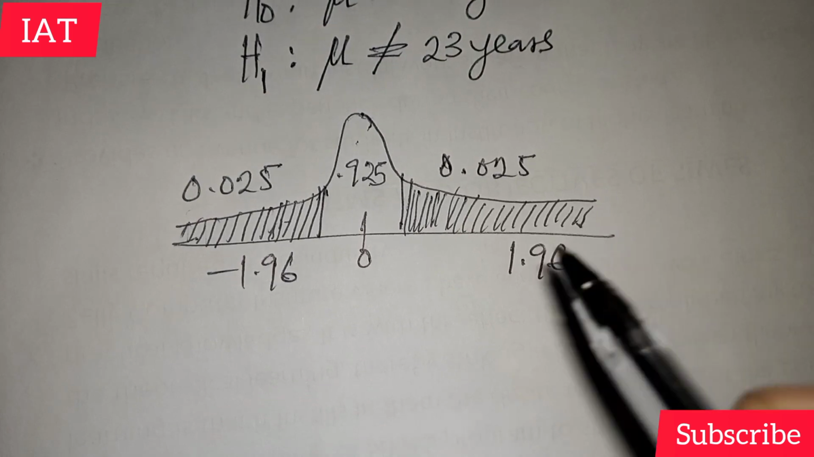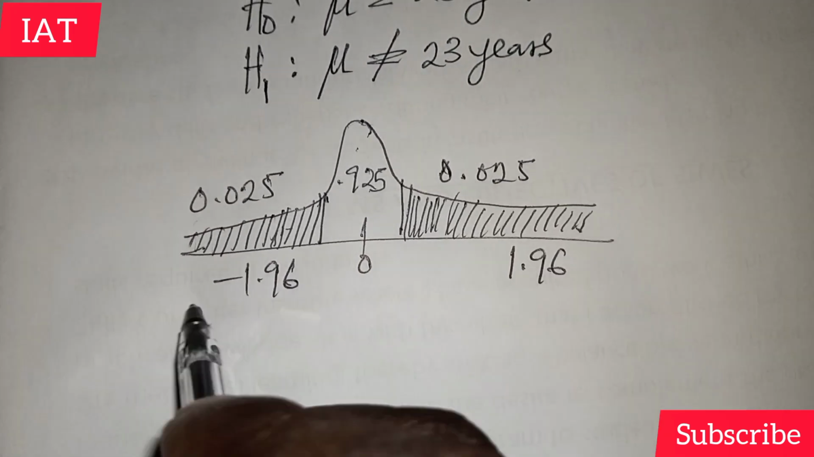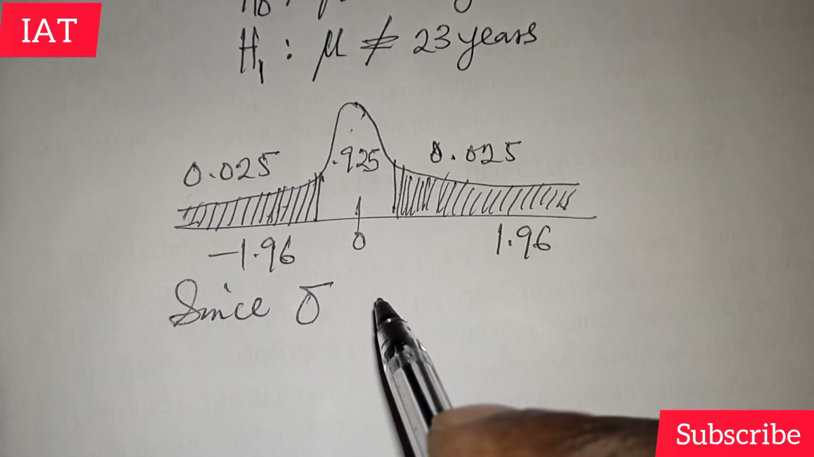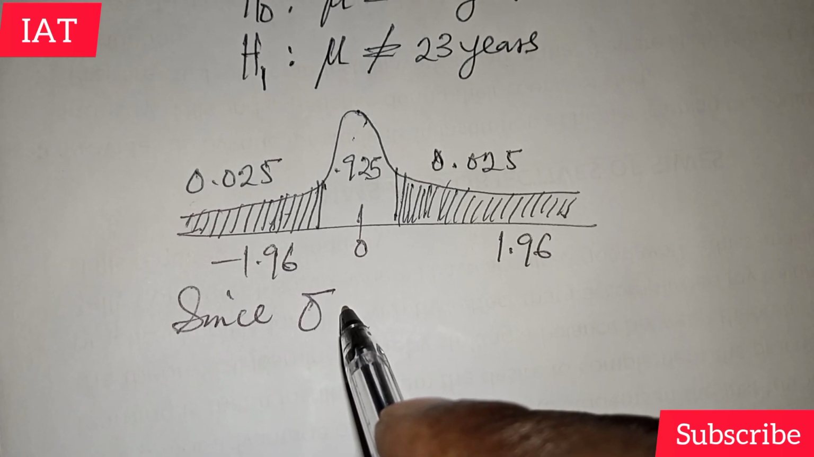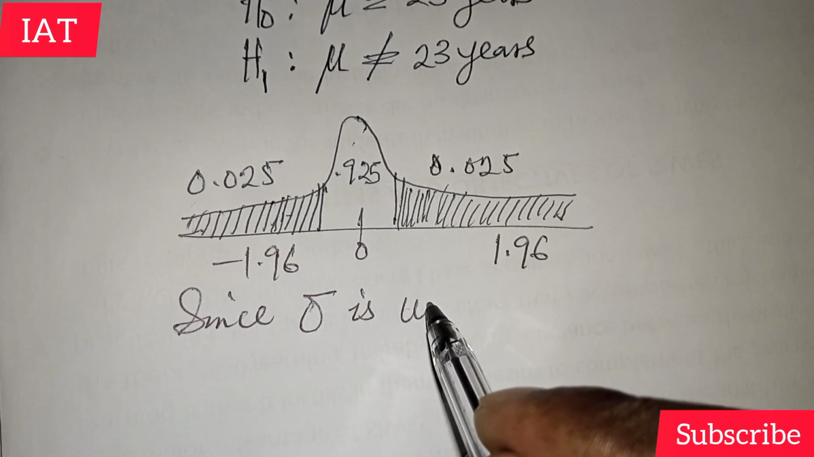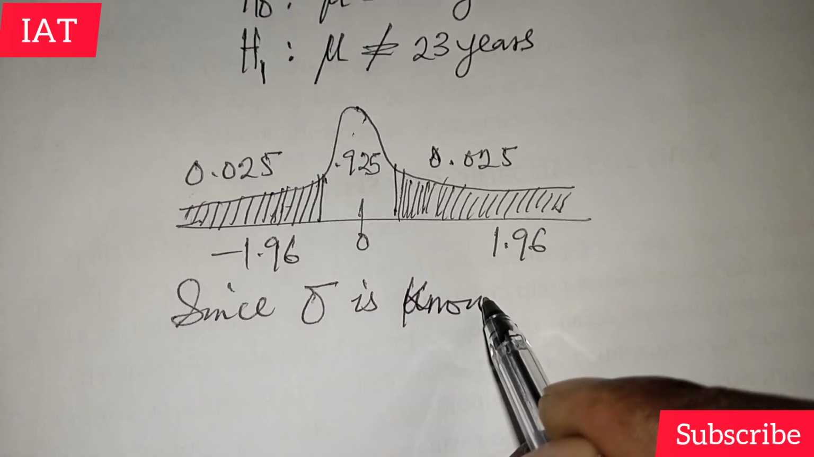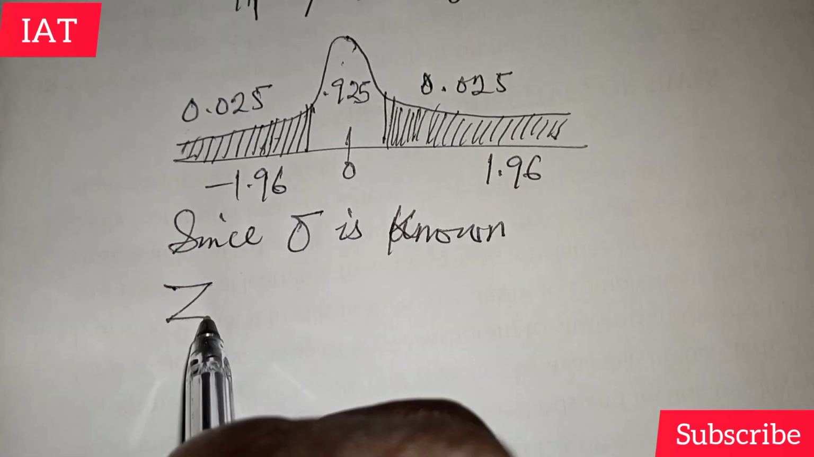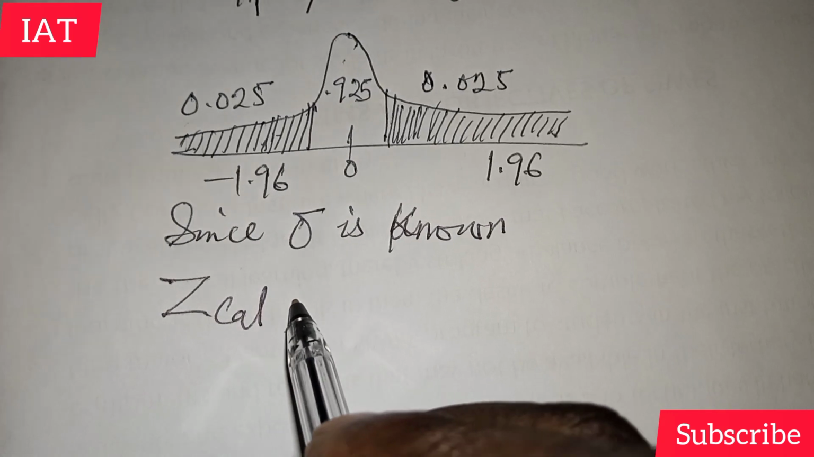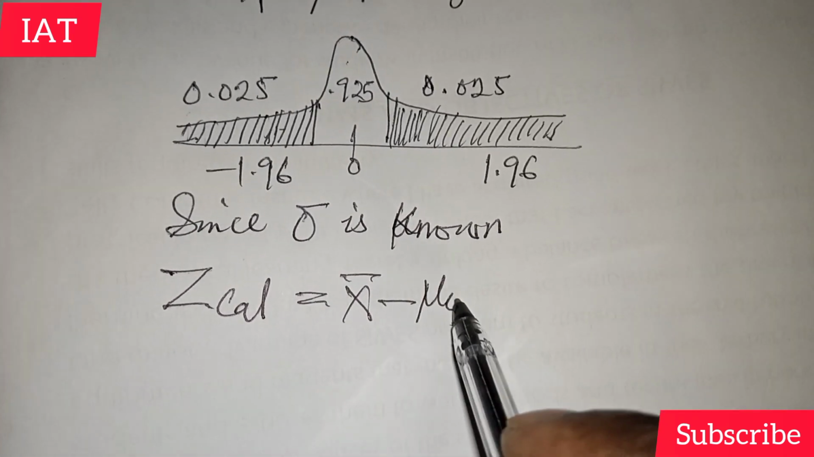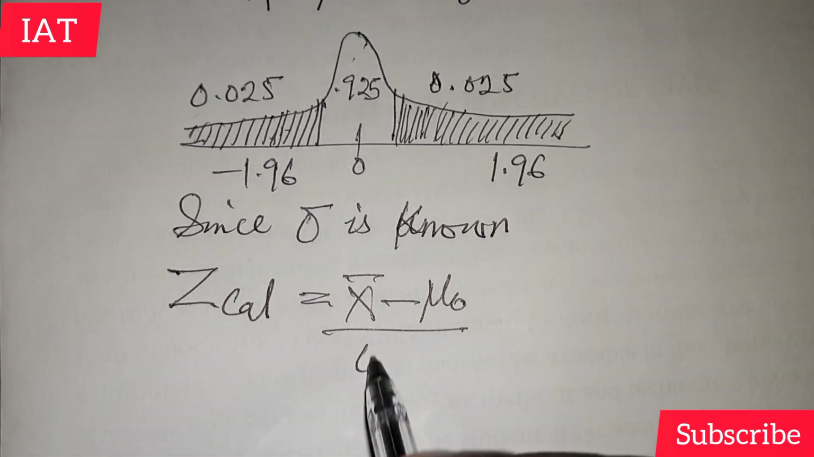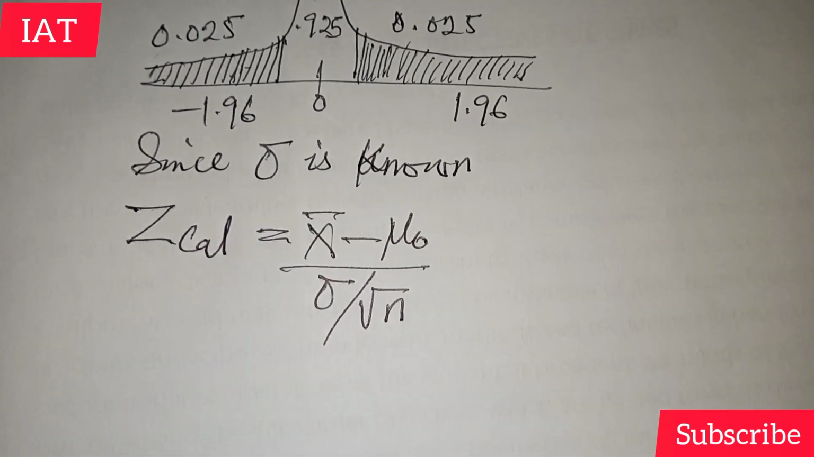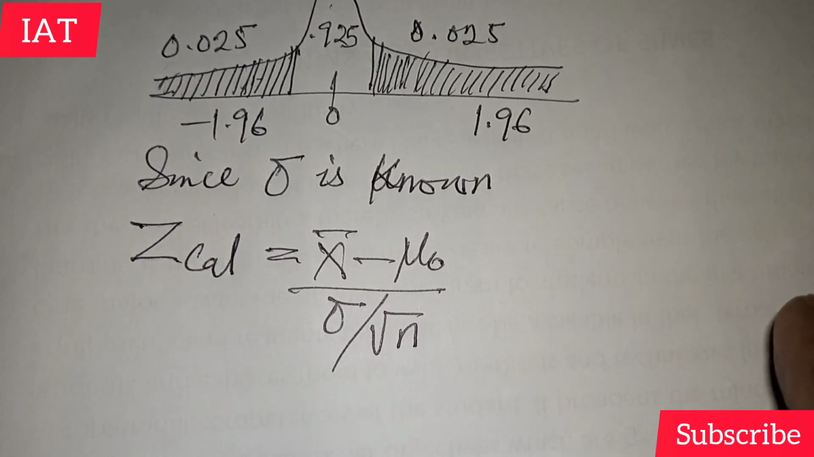So what is the next thing? Let's use the formula, but we notice that the population standard deviation is known, and because this population standard deviation is known, we're going to use this formula. We're going to use the z calculated value formula, which is equal to the mean minus mu naught, divided by sigma over the square root of n. And we've introduced this formula in that video I mentioned, so consider checking out the video.